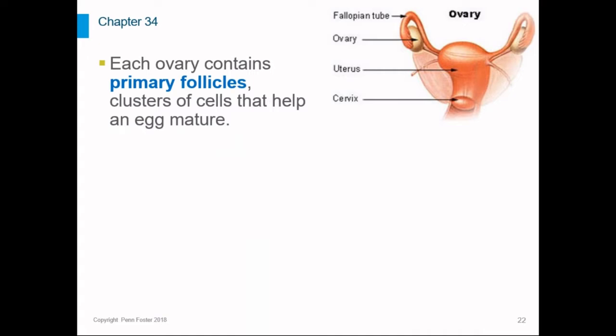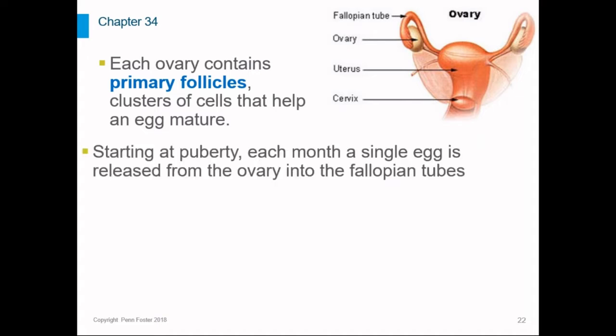Okay, some parts of the female reproductive system. We have the ovaries, which create the eggs, fallopian tubes, which deliver them to the uterus, which is where the embryo grows, and the cervix is the opening from the uterus to the vagina. Each ovary contains primary follicles. They are clusters of cells surrounding a single egg that help it mature. After puberty, each month, a single egg is released from the ovary into the fallopian tubes, which lead to the uterus.